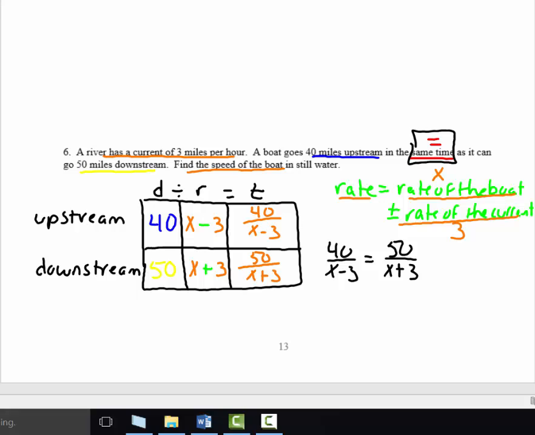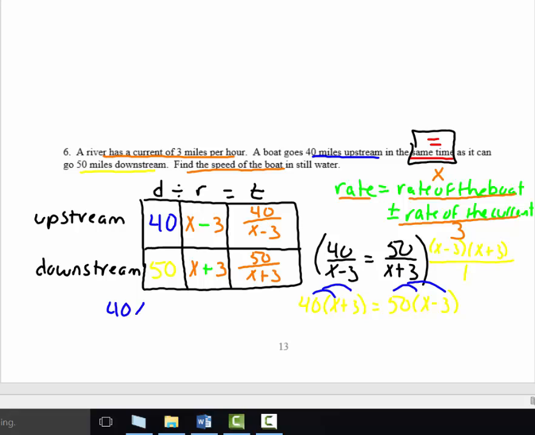Now that we have our equation, we need to find our LCD and multiply every term by it. Our LCD would be x minus 3 times x plus 3, again all over 1. So when I multiply by the LCD, the x minus 3's are going to cancel, so I'll be left with 40 times the x plus 3. On the other side, the x plus 3's will cancel, so I'll be left with the 50 times the x minus 3. I'll go ahead and distribute the 40 and distribute the 50 and continue with this problem.